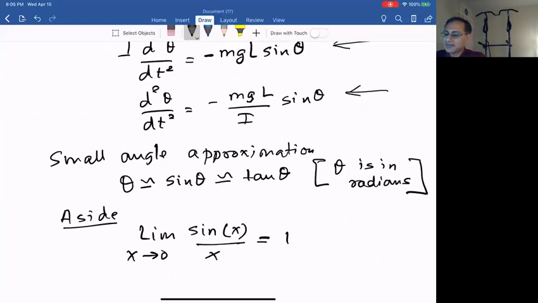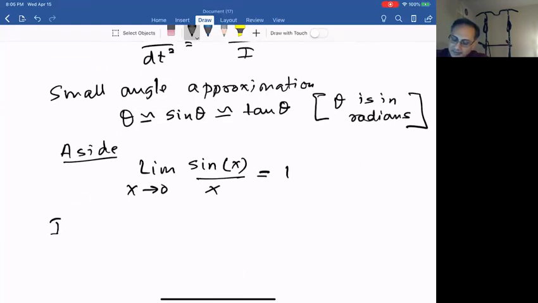Now, you probably never thought of what this is telling you. What this is telling you is that when the value of x is small, then sine x and x are pretty much the same thing. Their ratio is 1. So this is basically just the small angle approximation. All right, so what we're going to do now is apply the small angle approximation.